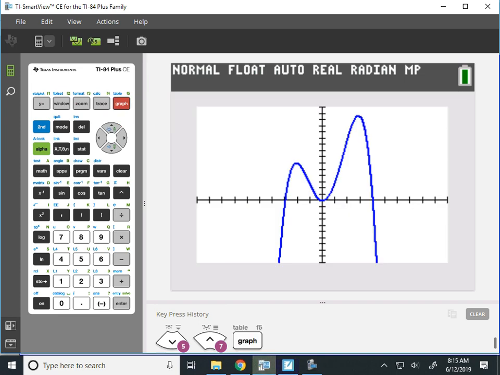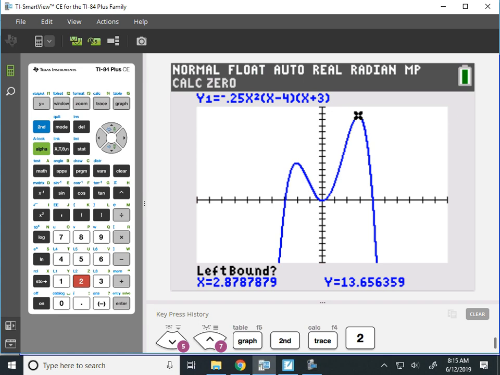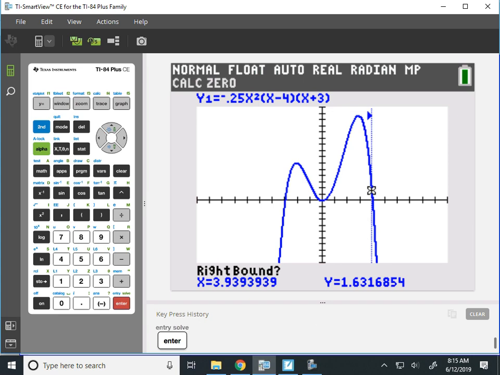So I have to go second trace, choose number 2. I'm just going to do one of these here. I'll do the one on the right. So I would go to the left, which this time is a little above the axis. Arrow to the right, which is now on the other side of the x-axis. Hit enter and guess, and it tells you 4, 0.